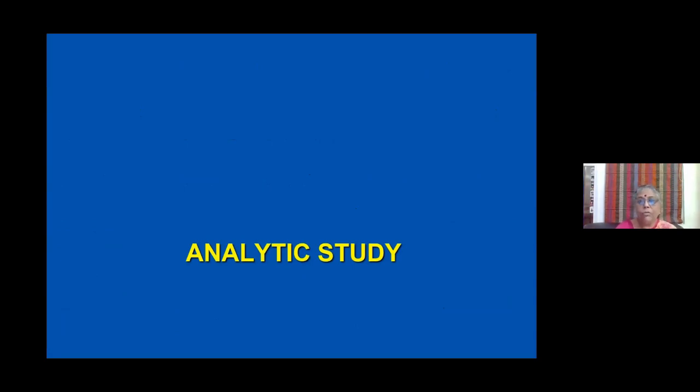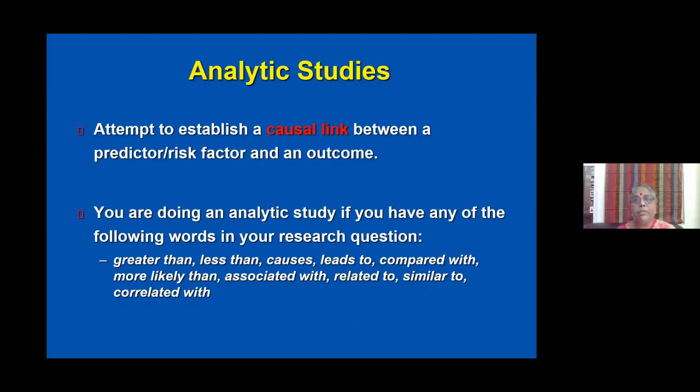After this, I move on to the analytic study. Analytic studies attempt to establish a causal link between a predictor or risk factor and an outcome or disease. Before this, what were we doing? For all the three types of studies, we were just looking at associations. Here we want to establish a causal link. Now you are doing an analytic study if your research question has these words: greater than, less than, causes, leads to, compared with, more likely than, associated with, related to, similar to, or correlated, which clearly tells you that there are at least two groups and you are trying to see which group is better than the other.